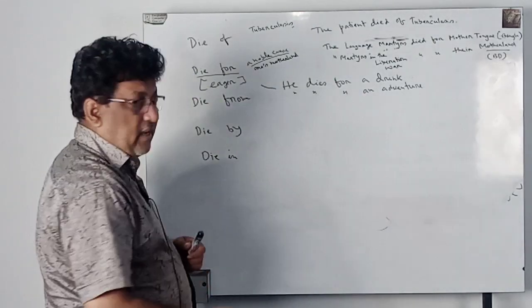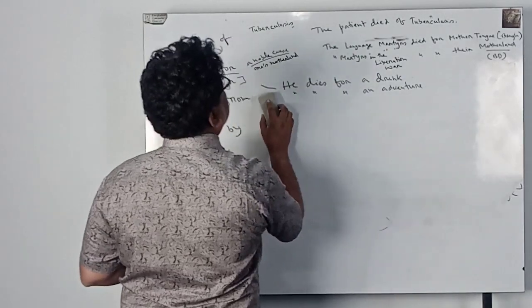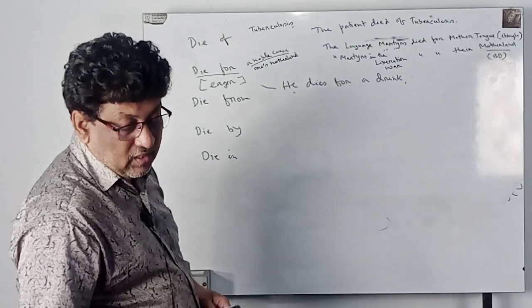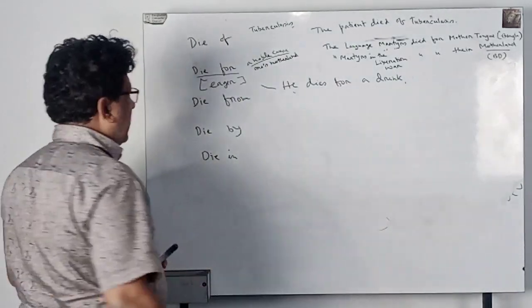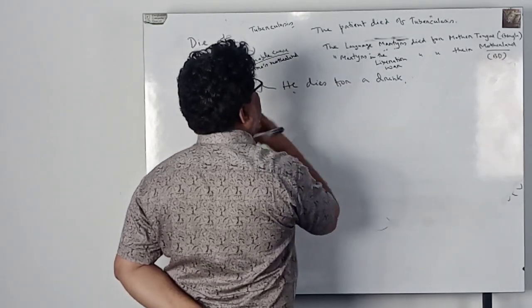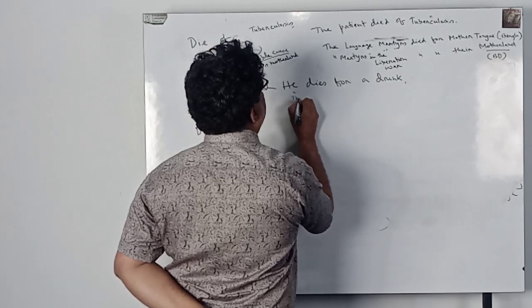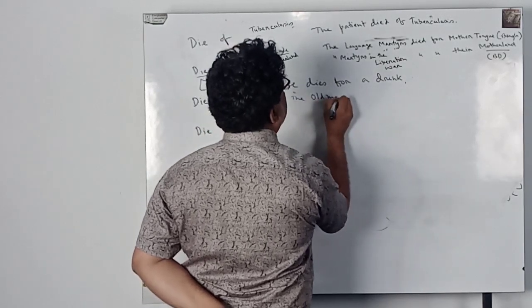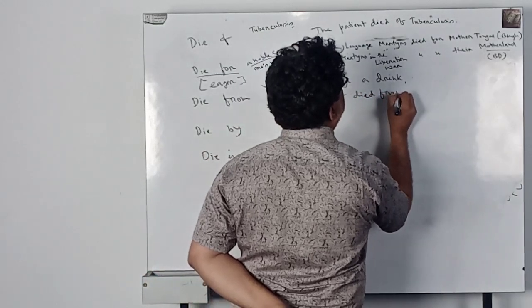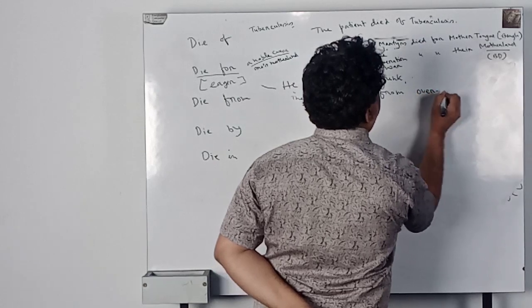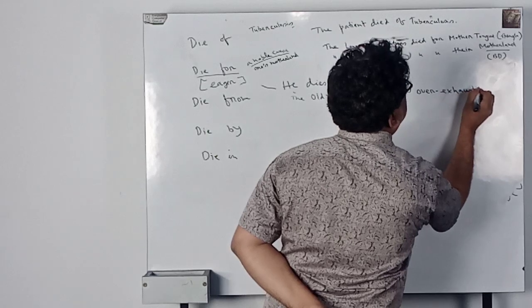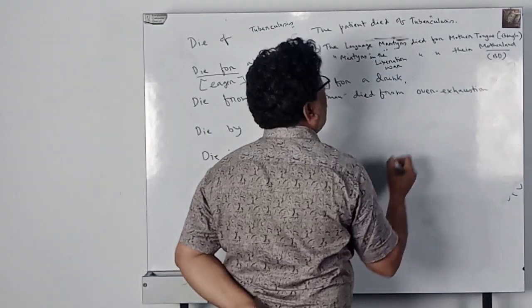Okay, then we have the word die from. When we say die from, that means, the old man died from overexhaustion, overtiredness.